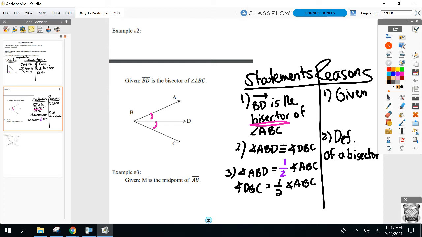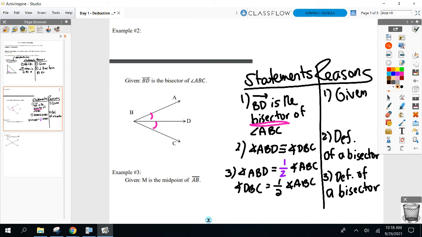How did Zach know it was half? Why didn't he say a third? Keep it equal. A fourth. Scott, definition of a bisector again. Not only does it cut it into two congruent angles, it cuts an angle in half. Perfect, everyone. Perfect, perfect.